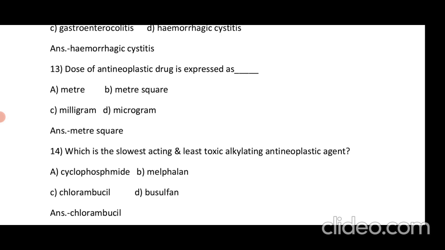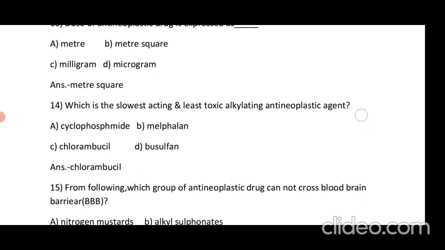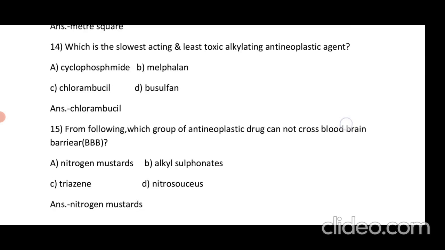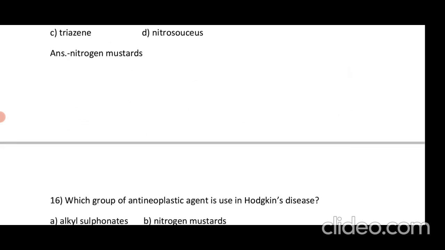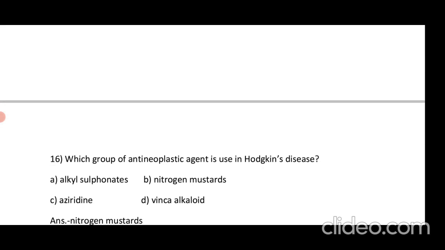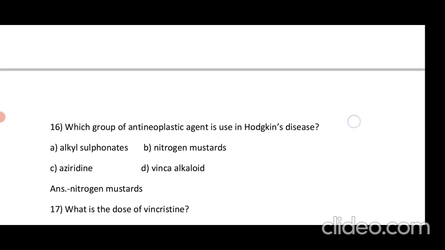Chlorambucil is the slowest acting and least toxic alkylating antineoplastic agent. From the following, which group of antineoplastic drugs cannot cross the blood-brain barrier? Nitrogen mustards are the antineoplastic drugs that cannot cross the blood-brain barrier. Which group of antineoplastic agents is used in Hodgkin's disease? Nitrogen mustards are used in Hodgkin's disease.